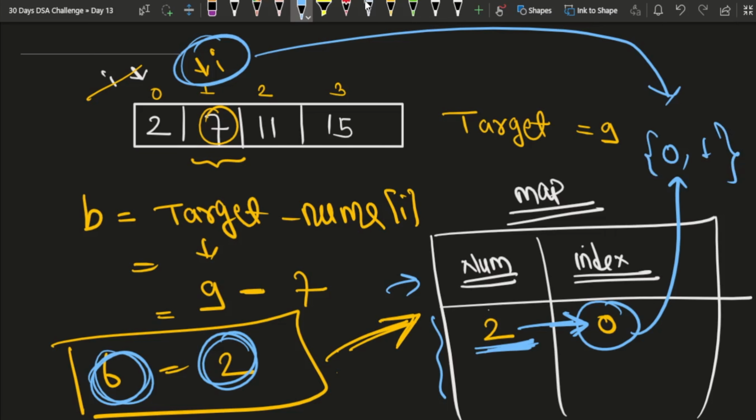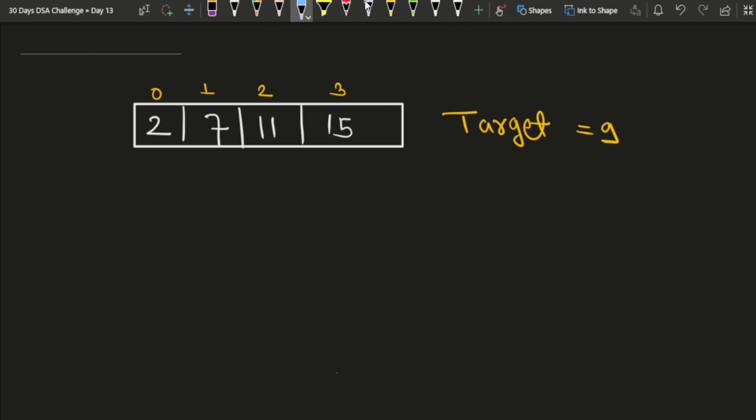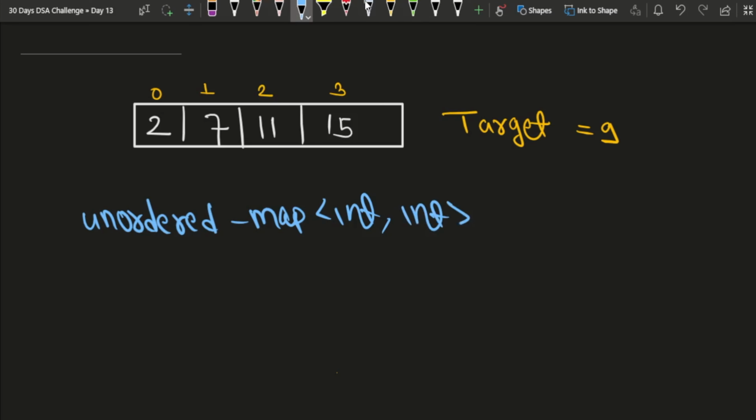So I hope this particular approach is clear to you. Now let's think about how we are going to code this approach. In order to solve this problem, what do we need? We need a map. So we will use one unordered map. Why are we using an unordered map? Very simple, because we know that in an unordered map, the average time complexity for any operation is going to be O of 1 or constant. So this is the reason. Let me just name it as mp.